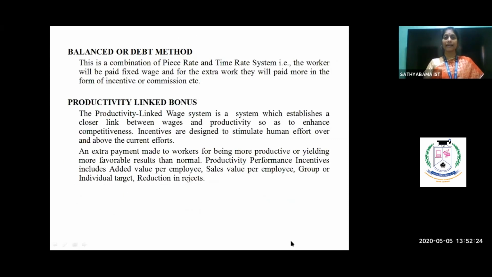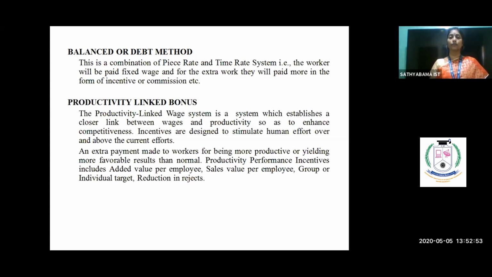Next comes the balance or debt method. We can say the balance or debt method is a combination of the piece rate system and the time rate system. That is, the worker will be paid a fixed wage, and for the extra work they do, that will be paid as a bonus, incentive or commission to the employees. So this combination of the piece rate system and time rate system is called the balance or debt method.